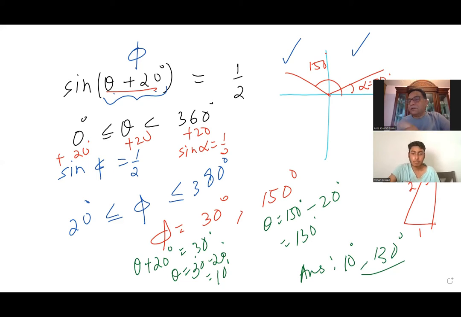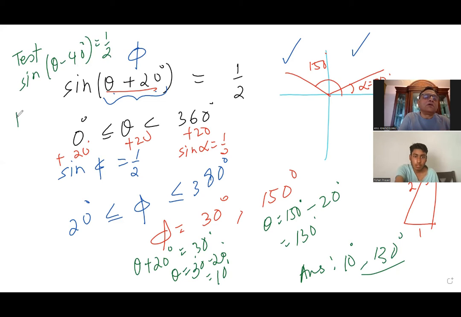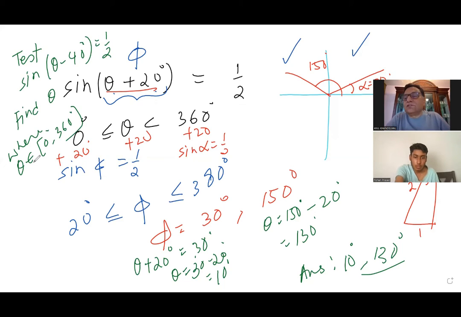Now, this question could be tricky because I could have here theta minus 40. Do you understand? Theta minus 40. Then it will cover 30 also, right? Yes, sir. So, test question: sine of theta minus 40 degrees is equal to half. Find theta where theta belongs to 0 to 360 degrees. Do you understand the question now? Now find the solution. This is your homework.